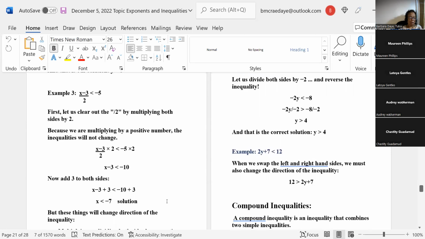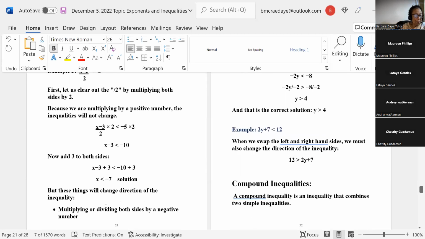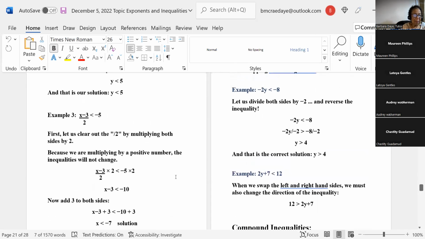But what happens when you multiply or divide both sides by a negative? You switch the direction of the inequality. So if you multiply this by a negative, then this is not less than, it becomes greater than.